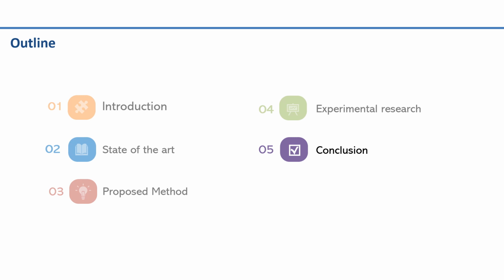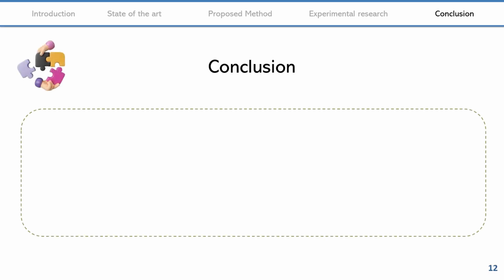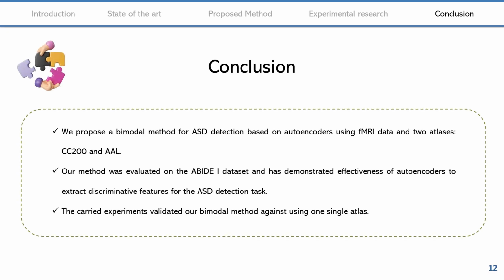In conclusion, autism is a complicated brain condition that affects how people think and their brain functions. We've come up with a way to detect autism using a method that combines brain imaging and two atlases. We tested our method on a dataset called ABIDE I, and the results show that our approach is effective in finding features that help identify autism.